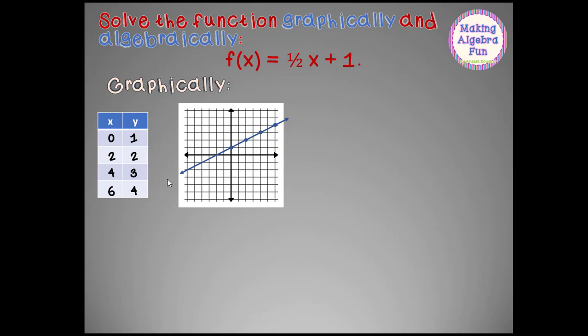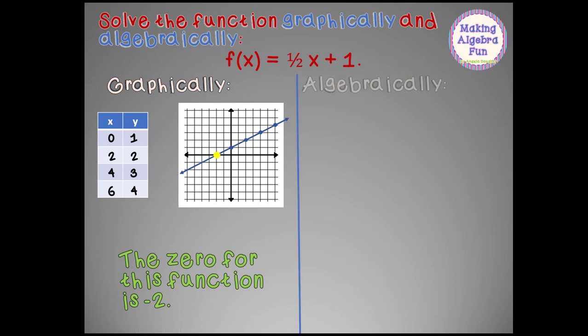Now remember what we're looking for here. We're looking to see where does the graph hit the x-axis. The graph hits the x-axis one time right here, and that happens to be at -2. Now if I want to do this algebraically, I will replace the f of x with 0, and I will set 1/2 x plus 1 equal to 0, and I will solve.